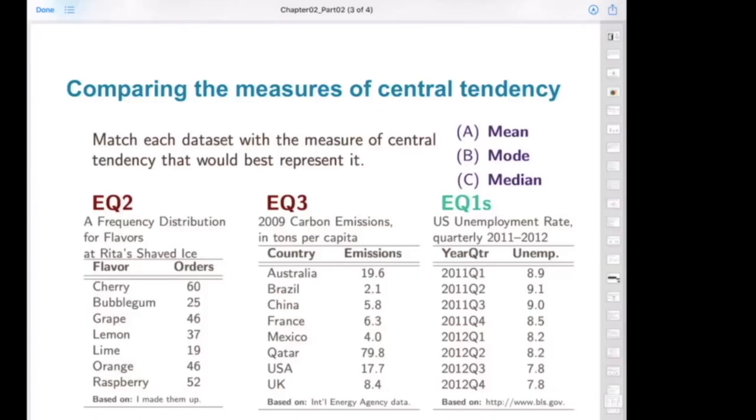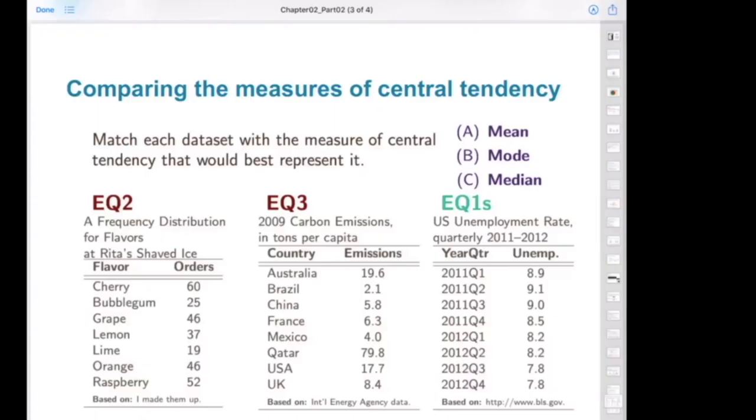Okay? For EQ2, the first distribution, what is the type of the flavors data? Flavors. So the flavors here, we have cherry, bubblegum, lemon, lime, orange, raspberry.